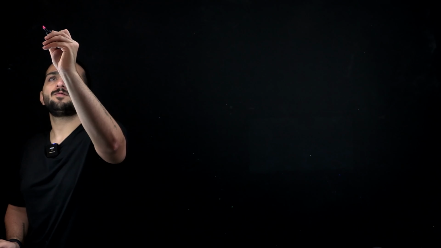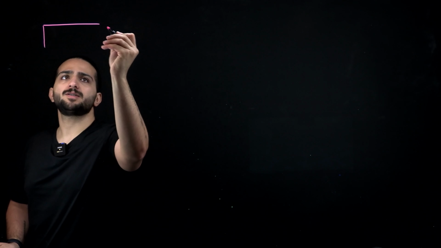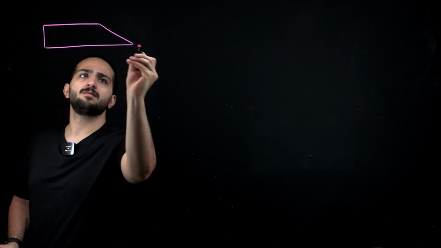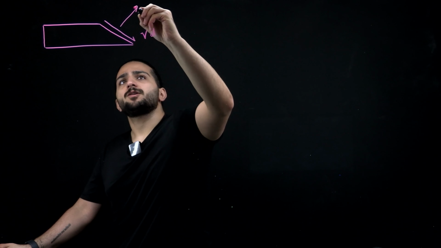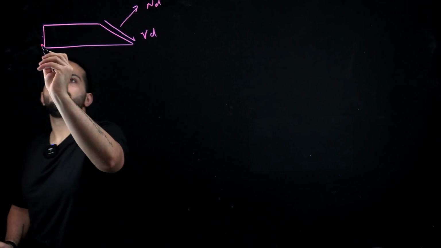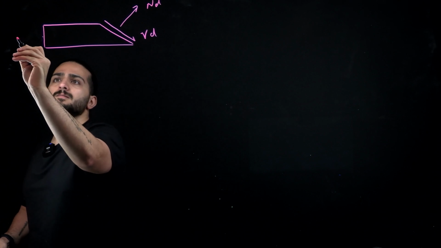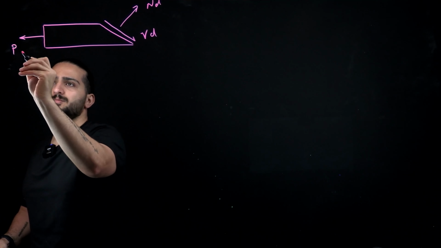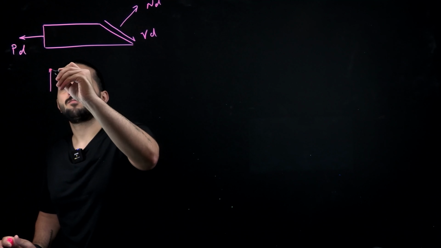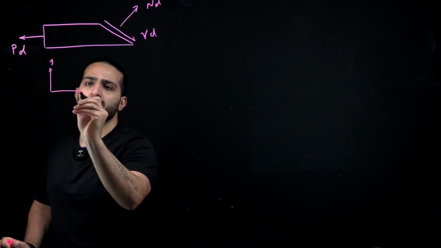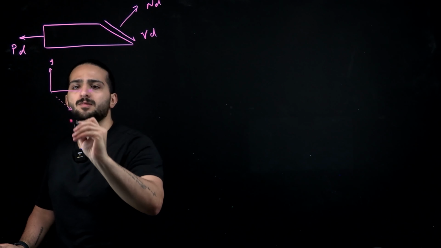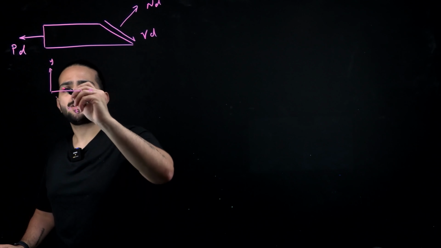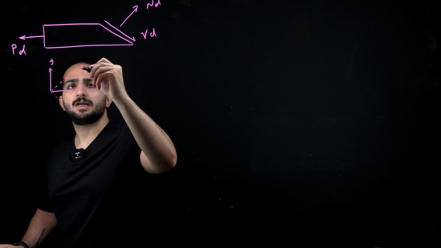Okay, so for the diagonal splice, this is our VD, this is our ND, this is our PD. So Y direction, X direction, this is T direction, and this is N direction.